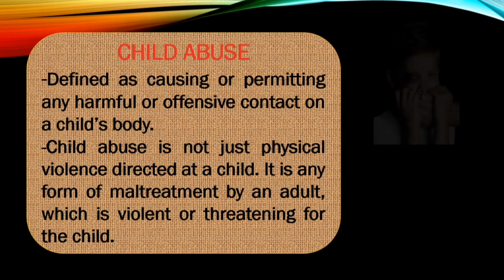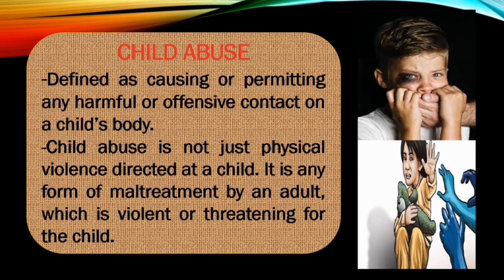Next is child abuse. So let's proceed with child abuse. So it is defined as causing or permitting any harmful or offensive contact on a child's body. Child abuse is not just physical violence directed at a child. It is any form of maltreatment by an adult which is violent or threatening for the child. So any communication or transaction of any kind which humiliates, shames, or frightens your child will eventually have a great impact on them.